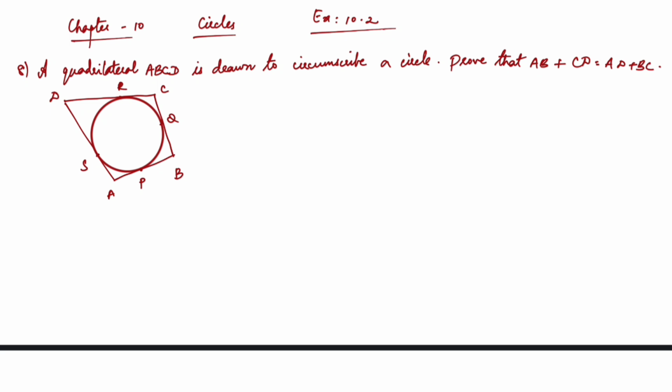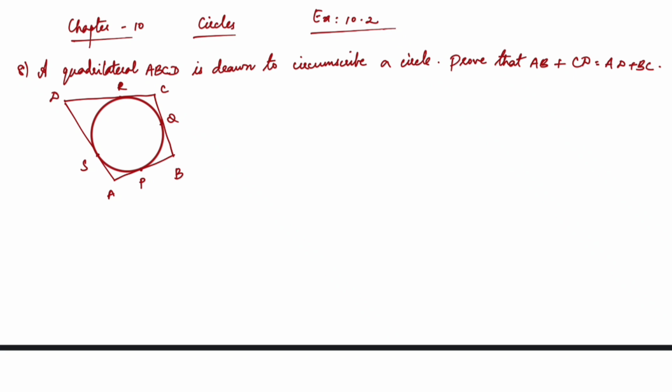What does circumscribe a circle mean? Circumscribe means restricting within limits. So in this, a quadrilateral is drawn to circumscribe a circle. That is, the vertices of the quadrilateral, all sides touch the circle but do not cut it. That is what the word circumscribe means.